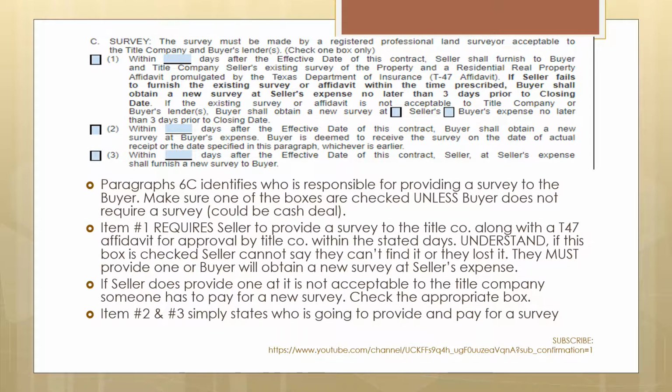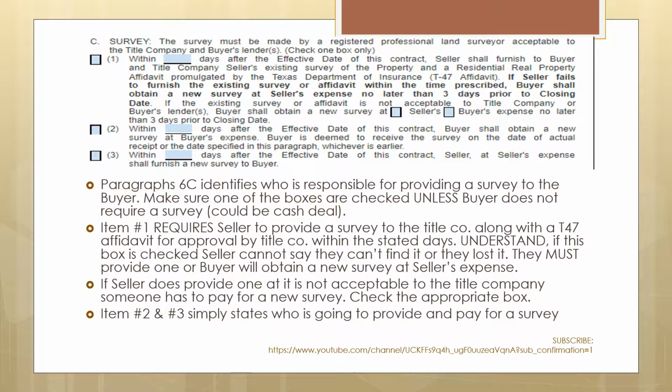So if you read that paragraph, it says that if seller fails to furnish the existing survey or affidavit, then the buyer shall obtain a new survey at their expense no later than 3 days prior to the closing date. Okay, and then it goes on to say, if the existing survey is not acceptable to the title company, one of the two parties has to pay for a new survey. Check the appropriate box. So again, everything's negotiable.